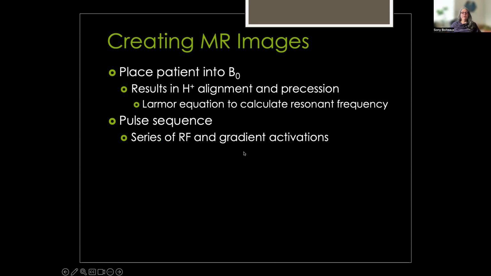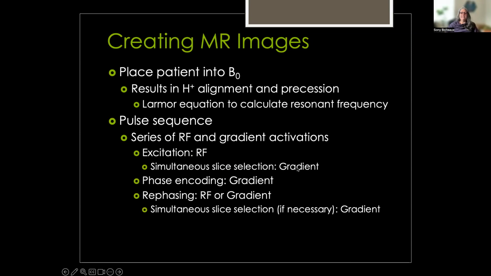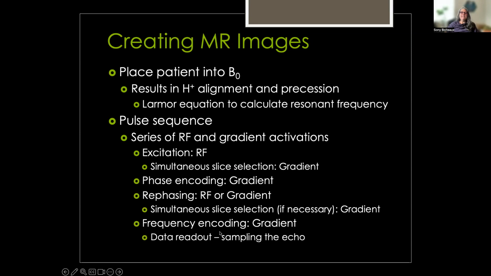That's really important because, as I mentioned, we need that activation of the radio frequencies and our gradients. The radio frequencies are going to allow us to distinguish the patient as a magnet separate from the B0 field and give us a signal back to our computer system. And the gradient activations are going to help us locate where our patient is within the system. So there's a few steps involved. We call that a pulse sequence.